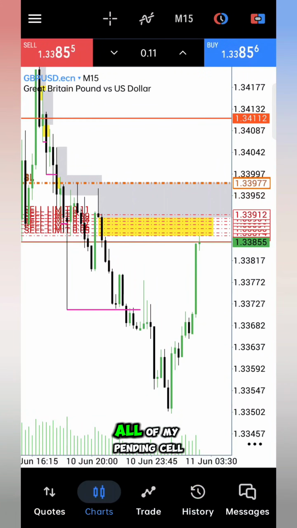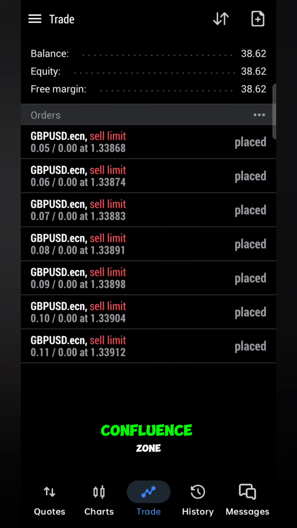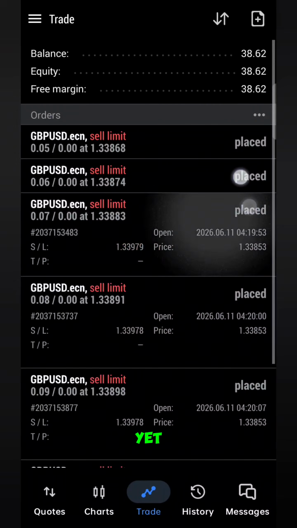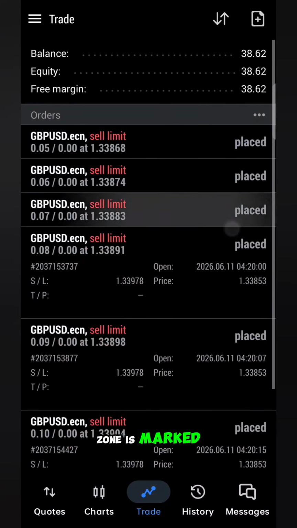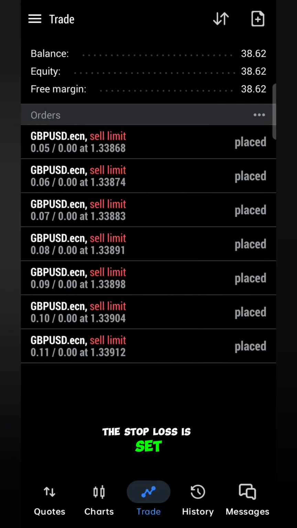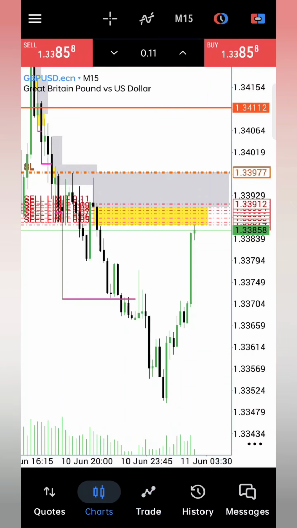So right here, all of my pending sell orders are sitting at the confluence zone, but they haven't been filled yet. The orders are in. The zone is marked. The stop loss is set. Now comes the hardest part, waiting for price to come to me. Not chasing, not forcing an entry, just pure patience.